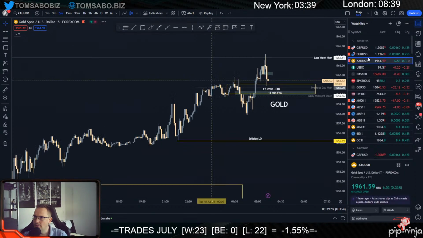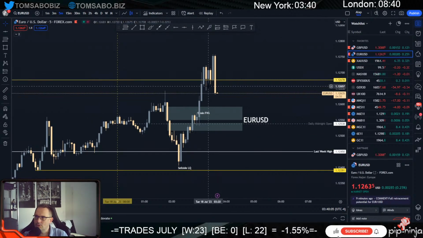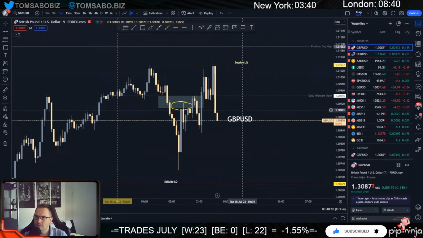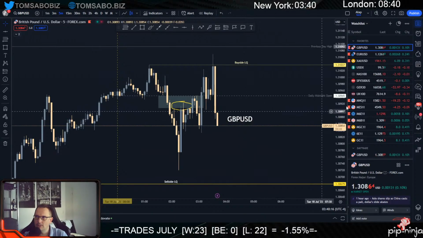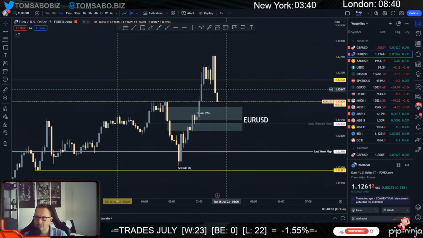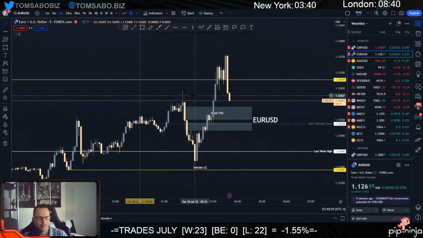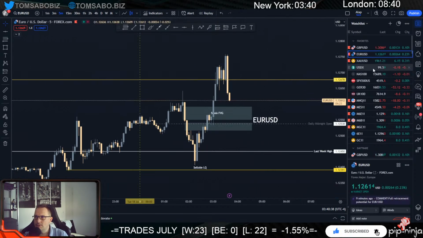Yeah, I went down on that. Also structure break on euro and structure break on pound. Pound structure break, euro structure break. Now this is something I do like. Look at that. This is beautiful. This is definitely beautiful. I think I like Euro much better.